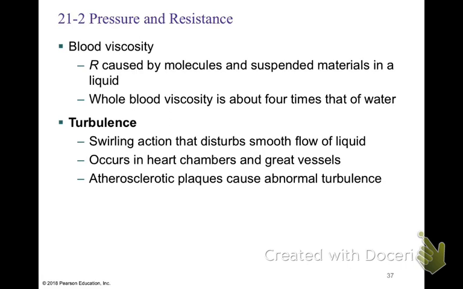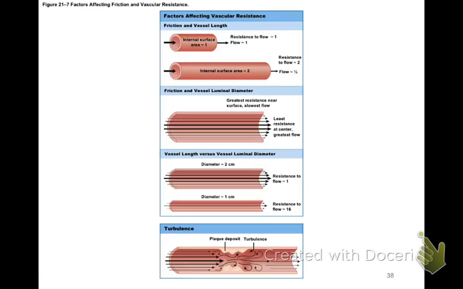Likewise with turbulence. Turbulence occurs anytime the blood either hits a wall or has to change direction, or if there's something abnormal like a rough patch in a vessel wall. So this diagram shows you the difference between laminar flow, which is smooth flow in the middle of the pictures, and turbulent flow. Turbulence occurs like in the aortic arch, where the blood literally has to turn 180 degrees from going up the ascending aorta to going down the descending aorta. So wherever that happens, there's turbulence.